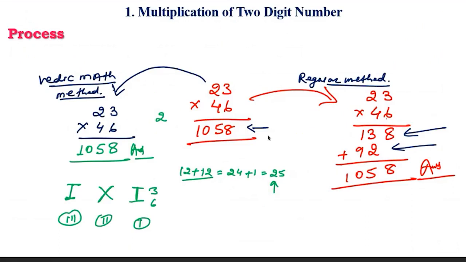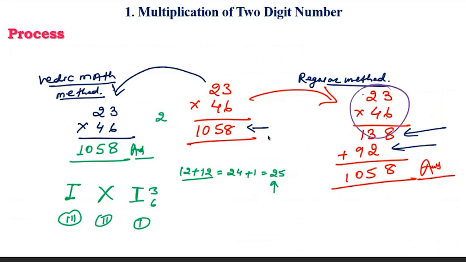Now, this is the regular method on the right side, and on the left side you will find the Vedic method. So what is the difference between the regular method and the Vedic method? You can clearly see that in Vedic maths, we have the answer in just a single line. But in regular maths, you will have to take at least 3 lines, so obviously it will take a lot of time.